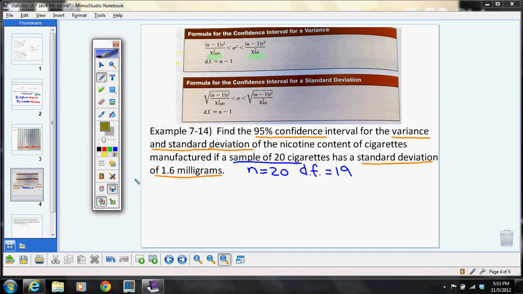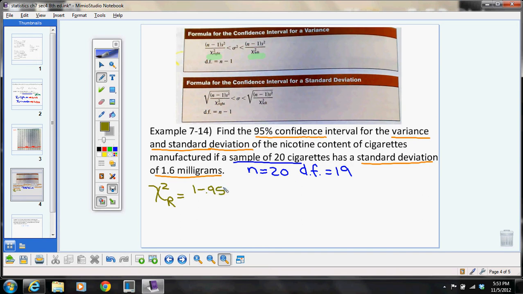Okay, so remember, we'll do that over here. Chi-squared right. That's going to be 1 minus the percent, that's 1 minus 0.95, divided by 2. So you take a calculator, you do that, and you get 0.025. Now I'm going to do the chi-squared left. Chi-squared left is 1 minus chi-squared right, which gives us the 0.975.